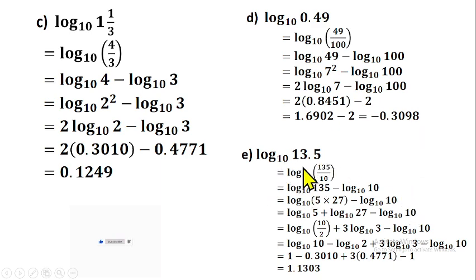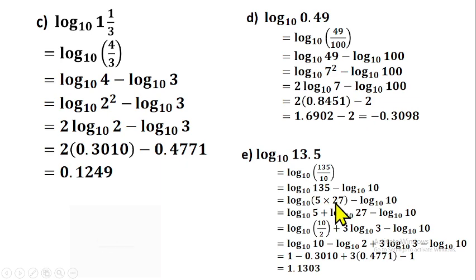The last one is log of 13.5 base 10. To simplify this as well is very simple. All you need to do is change this one to a fraction, because it's a decimal number. We have 135 divided by 10, which can be broken down, because of this division, to log 135 minus log 10 base 10. We know the value of this, but we need to simplify the log of 135 further. If you simplify this, you can get 135 by multiplying 5 times 27.